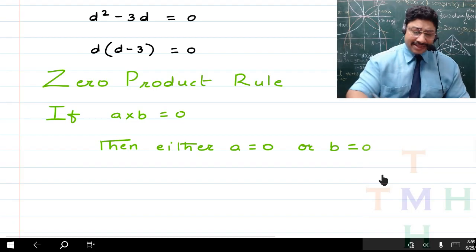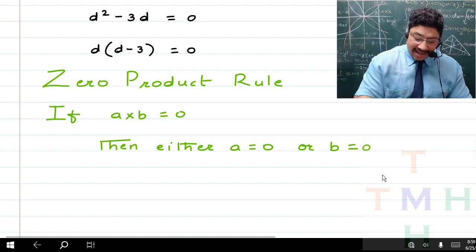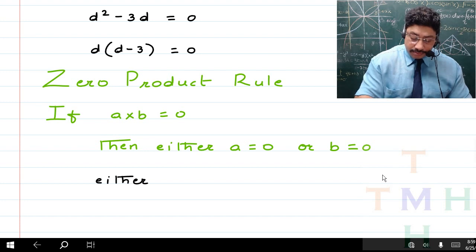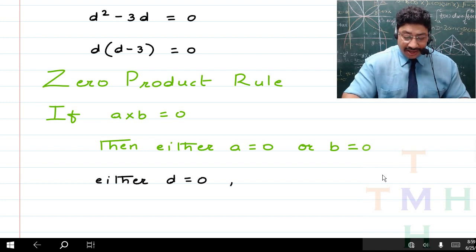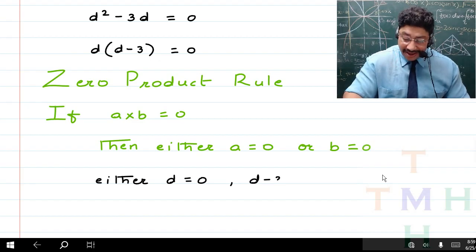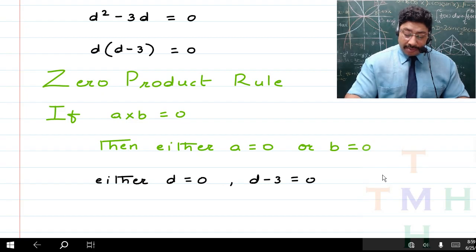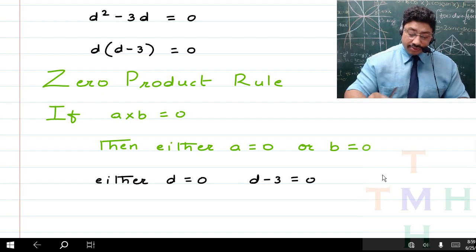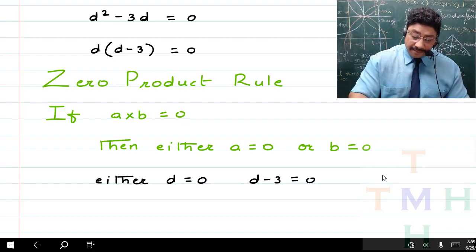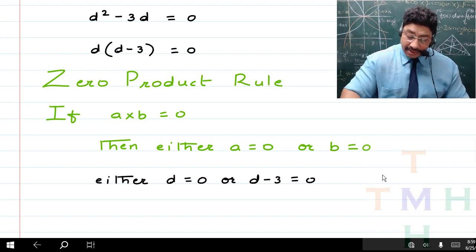So next, now applying this, we will now have either d to be equal to 0, which is one of the options that we have, or the other is that we have d minus 3 to be equal to 0, right? So when we talk about this d minus 3 to be equal to 0, this can further be written as d to be equal to 3.